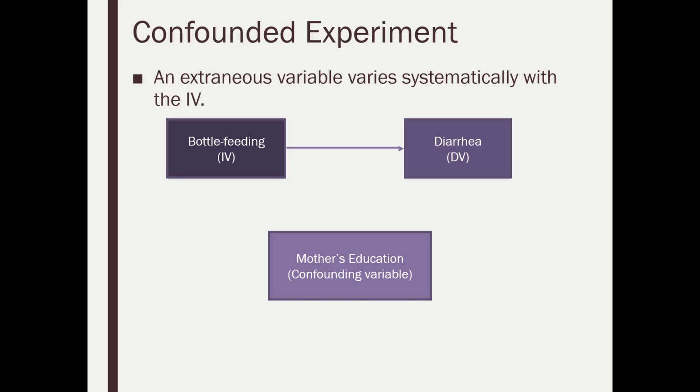So the thing that we want to keep in mind is that there could be some other variable that is systematically varying with the independent variable. For example, it could be that mom's level of education is impacting their adherence to the assignment of bottle feeding versus breastfeeding. Research has shown that moms who have higher levels of education here in the U.S. are more likely to breastfeed. In other parts of the world, it's actually inversely related, where higher levels of education are associated with higher levels of bottle feeding. So we need to know where the research was conducted.